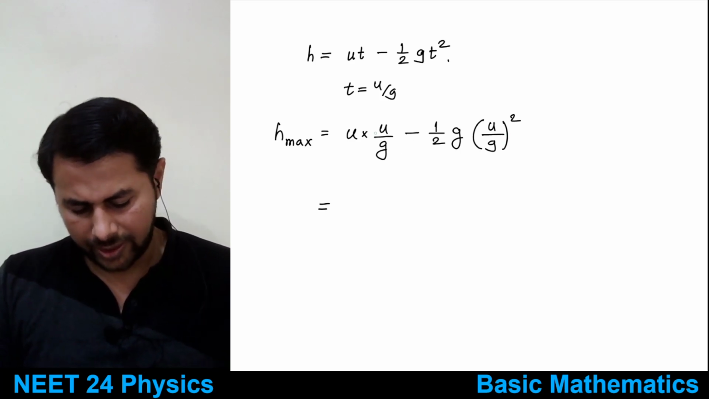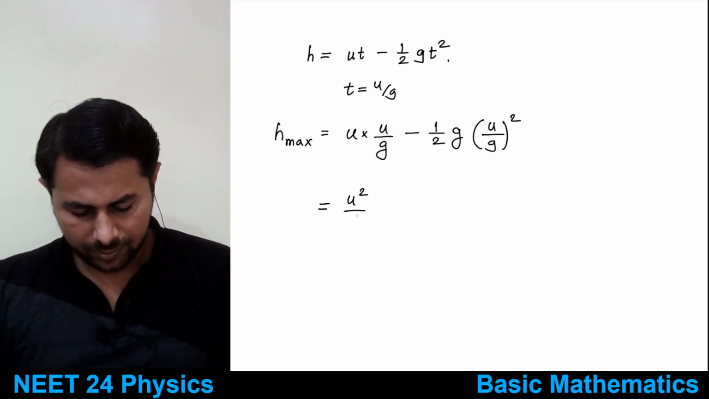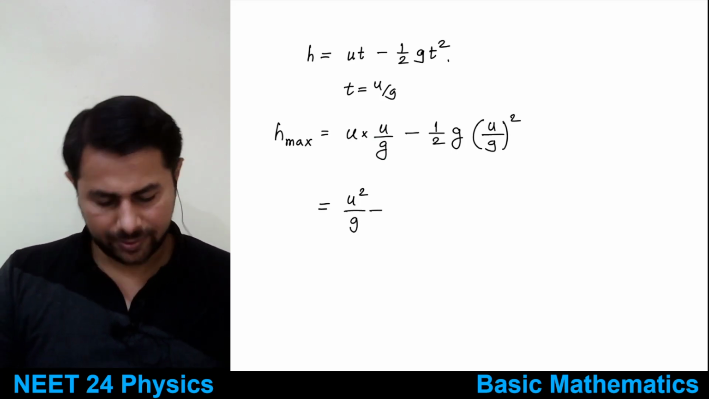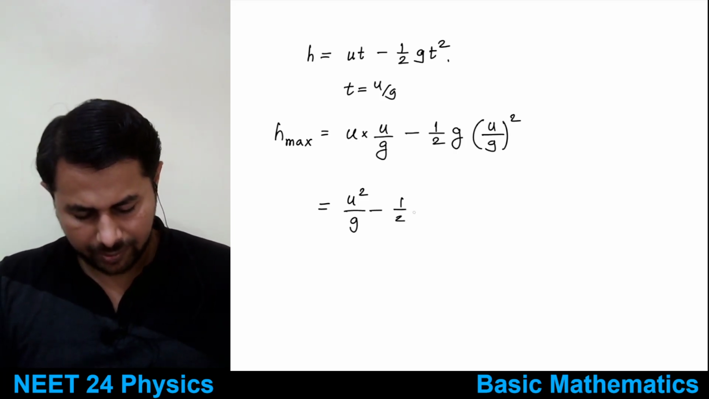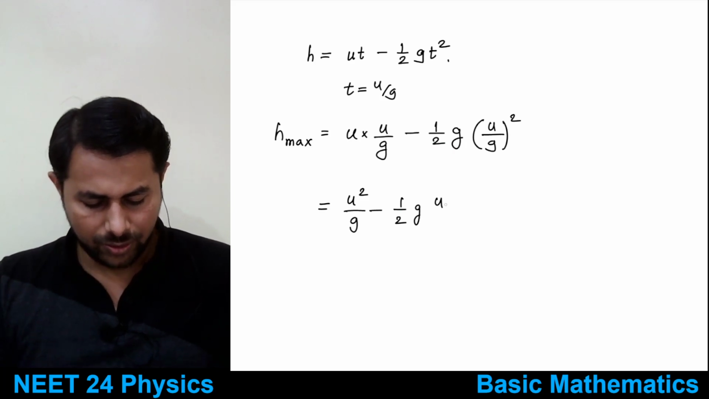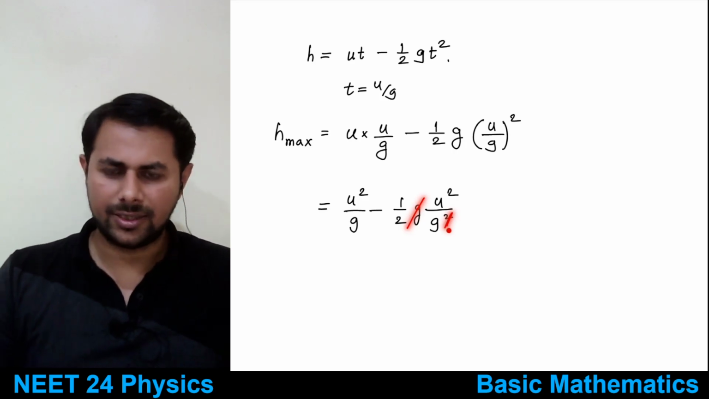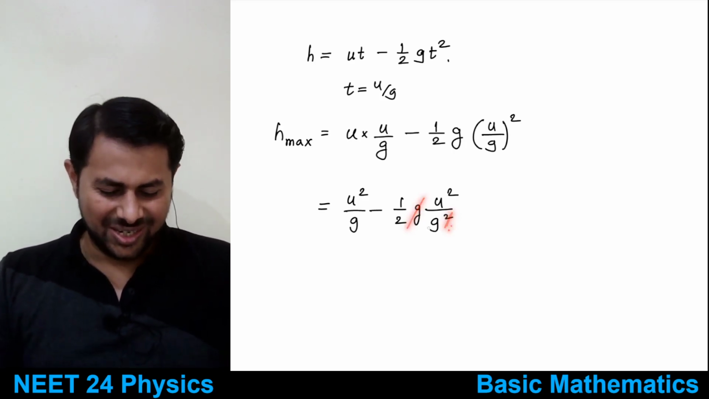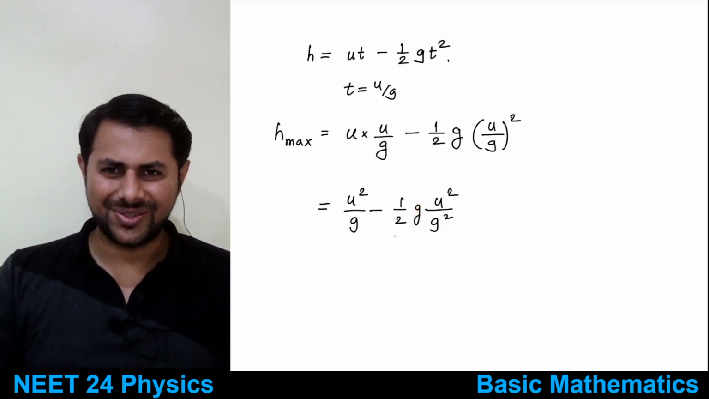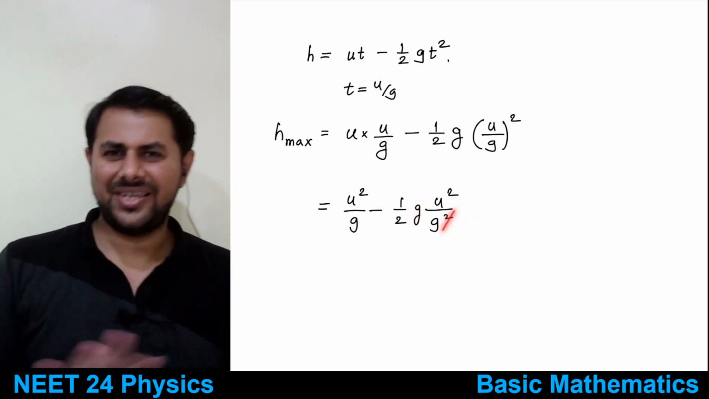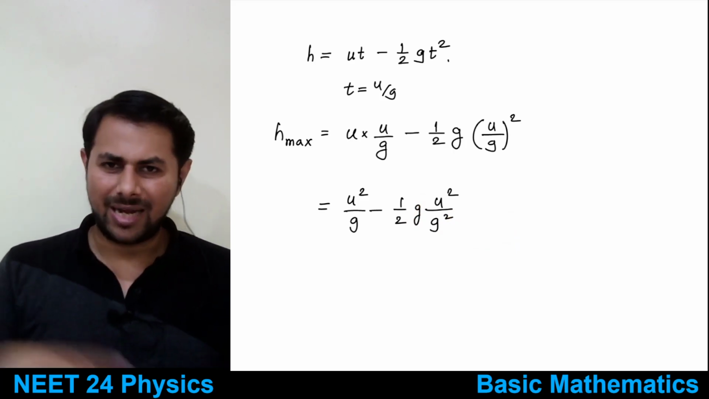Okay, so then it is u square by g minus half of g multiplied by u square by g square. So the g and the square get cancelled out. Meaning there is g times g in the denominator, one of that gets cancelled out with this one. So that square gets cancelled out. So this will be u square by g minus half of u square by g.